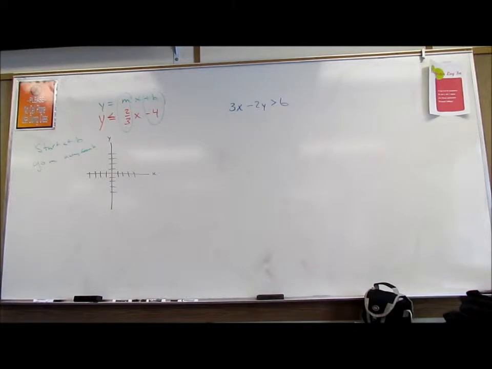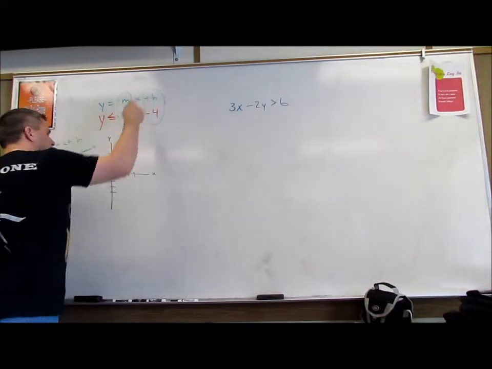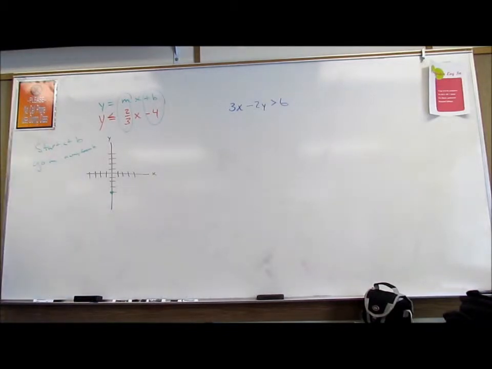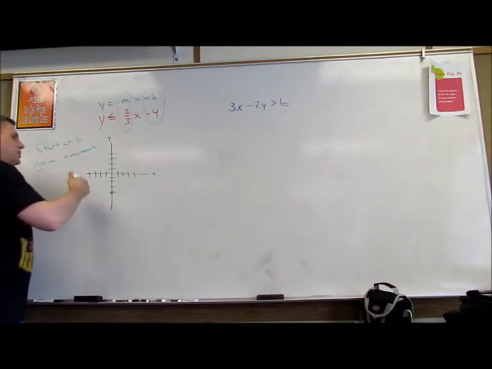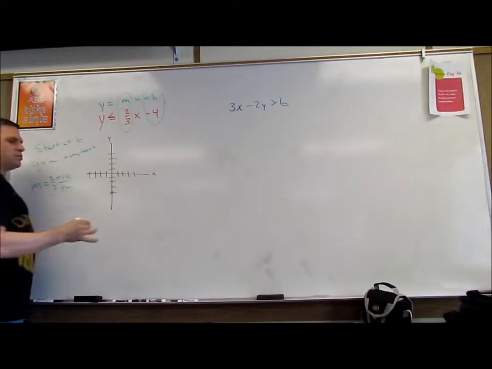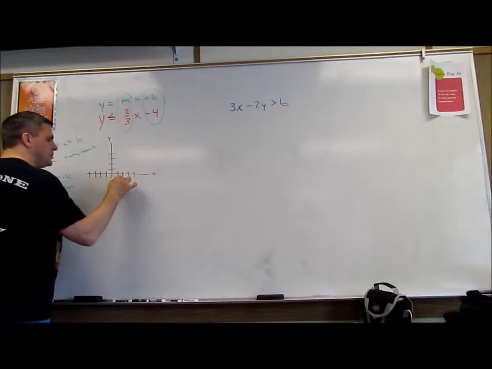From b. So where's b? Negative 4, right? That's the y-intercept. So negative 4 is my y-intercept. And from that point, I'm going to go m away from it. M equals 2/3. It's rise over run. That means I'm going up 2, 1, 2, run 3, 1, 2, 3.